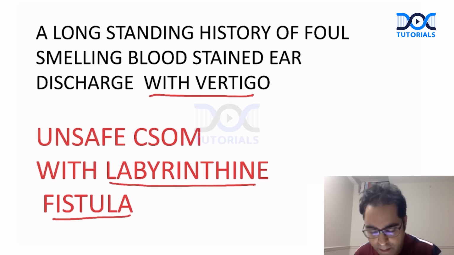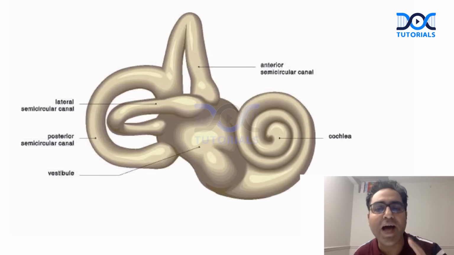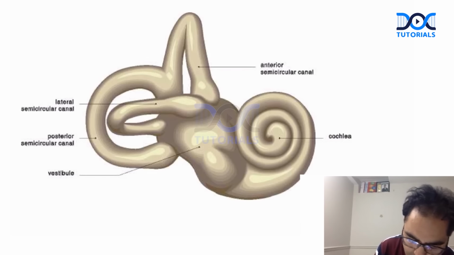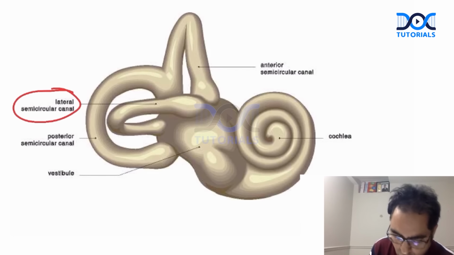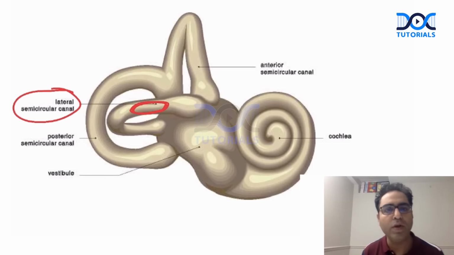Next question is, labyrinthine fistula is a fistula of which canal of the inner ear? The answer is lateral semicircular canal. Cholesteatoma has eroded the outer bony cover of the lateral semicircular canal, and this is the labyrinthine fistula, which is a complication of unsafe CSOM, and that leads to vertigo. In this case, fistula sign is positive. If you put pressure in the ear by pneumatic otoscopy, the patient gets vertigo and nystagmus. So positive fistula sign is a feature of labyrinthine fistula, which is a fistula of the lateral semicircular canal.